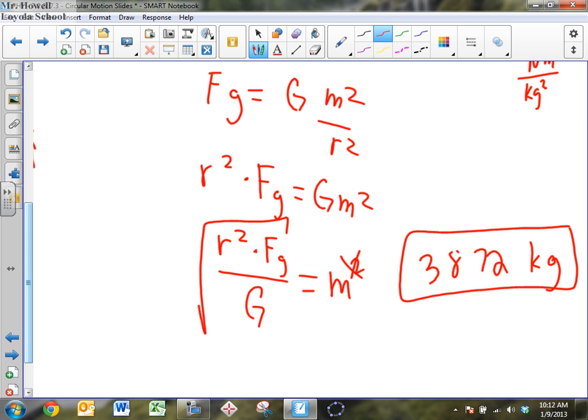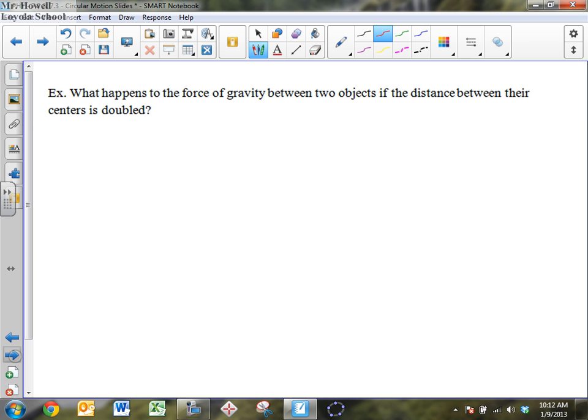I want to do one more problem to end the day. One more problem, and this is conceptual. This is the kind of problem you can definitely expect on a multiple choice. I'm telling you now. What happens to the force of gravity between two objects if the distance between their centers is doubled? Let's start by writing our formula.